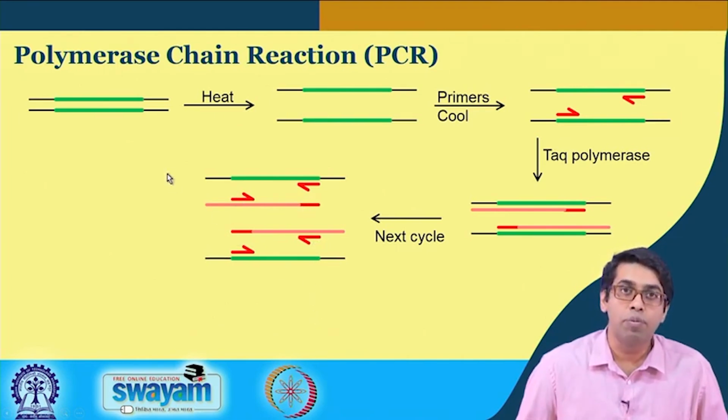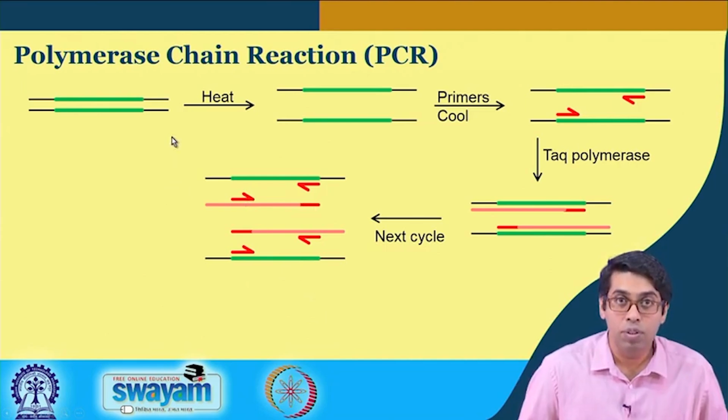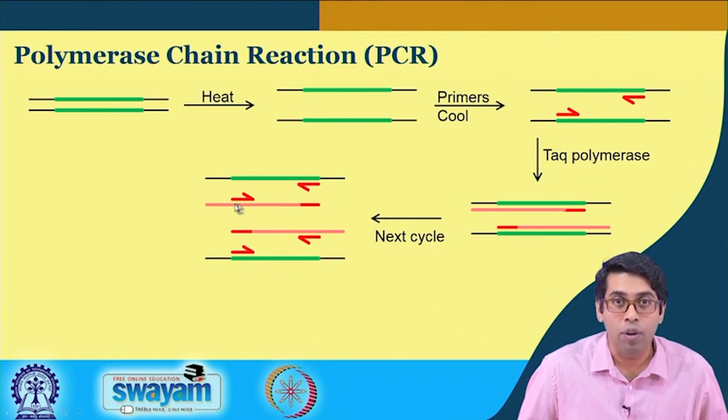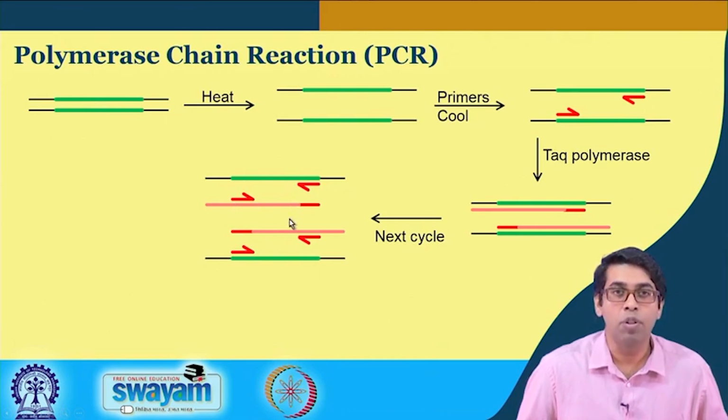PCR does two things simultaneously. One, it amplifies. From 1, in the first cycle you have 2, and then in the second cycle you have 4. So, it amplifies in an exponential manner, going as 2 to the power n. And it also amplifies only your gene of interest, so that the amplified region will be only your gene of interest.